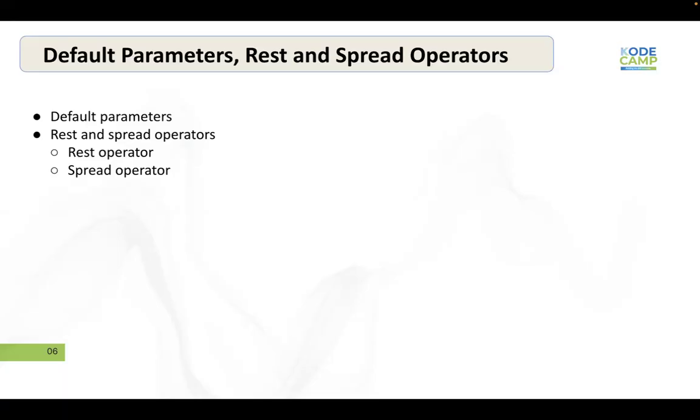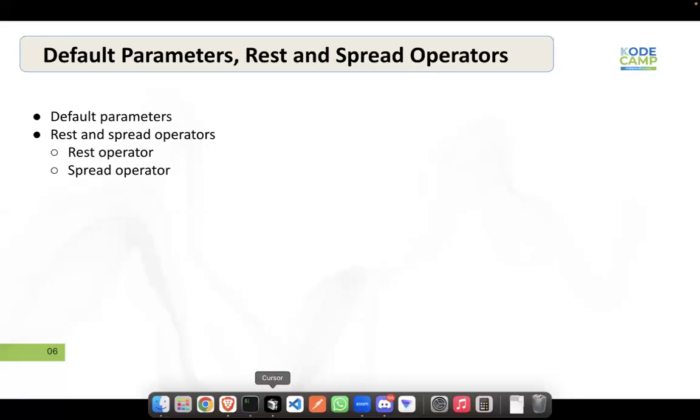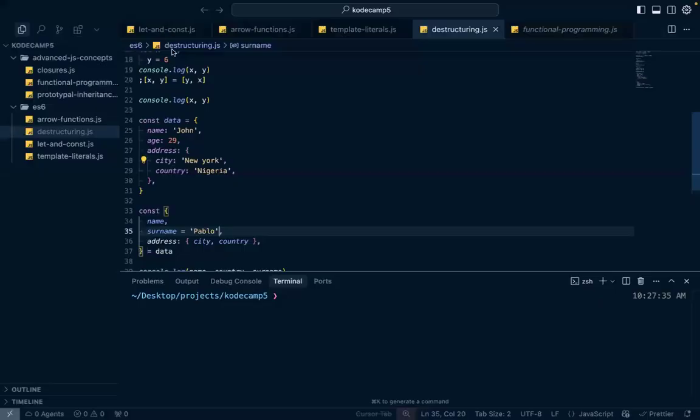We'll first of all look at the problem. Before ES6, JavaScript functions didn't have built-in default parameters. So developers had to manually check for undefined parameters and assign default values. Let's see how this was done prior to ES6.